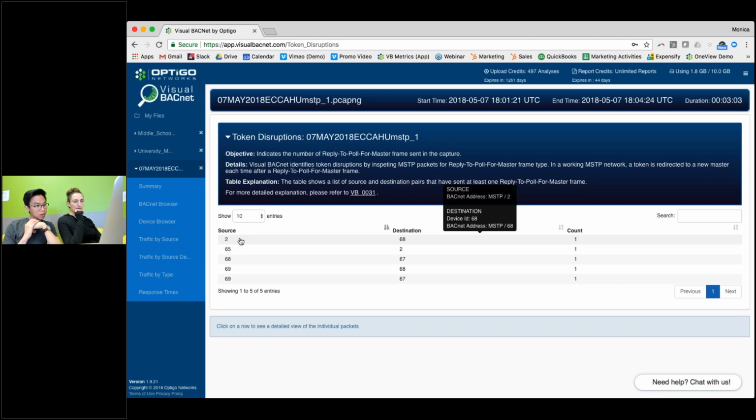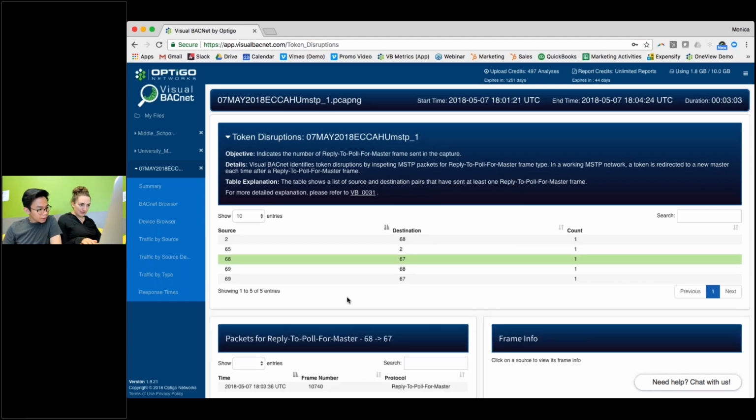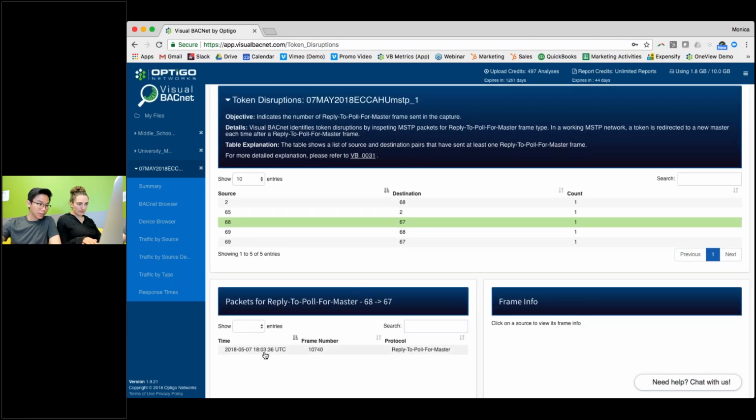So basically, at some point during this capture, and we can figure out when that point is, packet 10740 at 18:03:36 UTC, 68 or 67 is the master. So 68 basically came back online. Yeah, 68 came back online. So the problem one would be here.